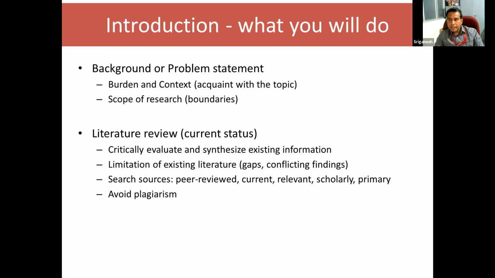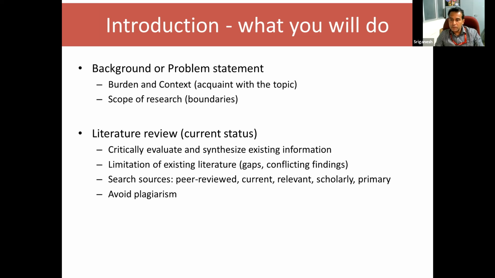Now, when you do a literature review, you should look for sources which are peer reviewed, which are current, which are relevant to the topic of current discussion. It should be published in scholarly journals. It cannot be some local journals where the authenticity of the information may not be reliable. So it should be published in a high impact factor journal, and preferably from the primary sources. You cannot cite a narrative review, which will take you back to the reference of the primary studies.